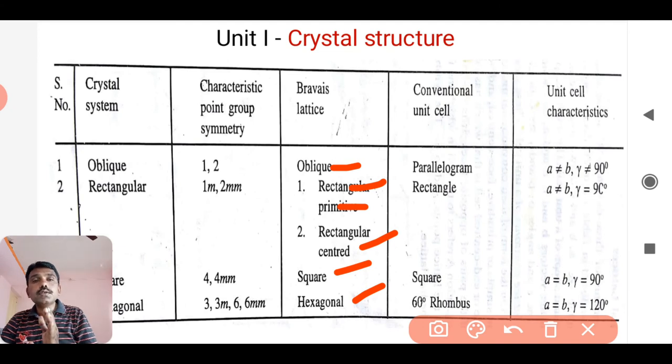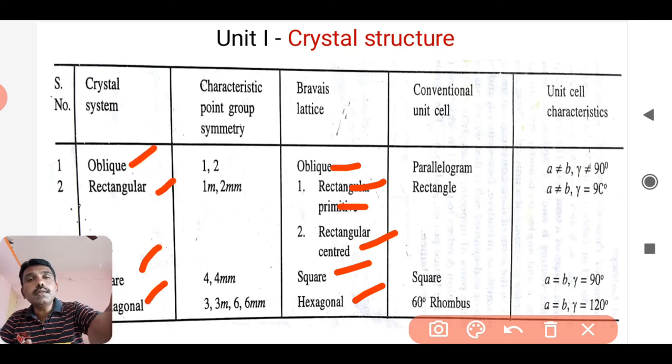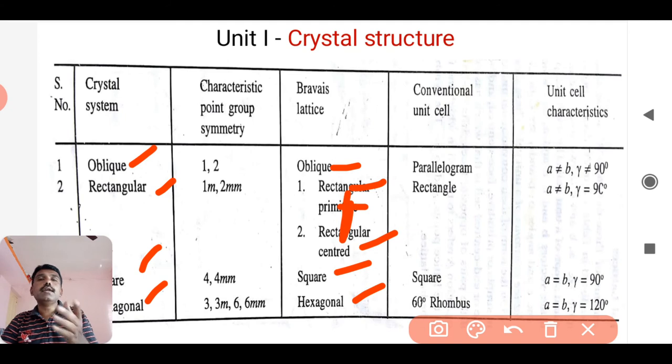But with these 5 types of Bravais lattices in two dimensions, there are only 4 types of crystal systems, which are oblique, rectangular, square, and hexagonal. The rectangular centered and primitive are merged in this rectangular, and that's why the crystal systems are 4.